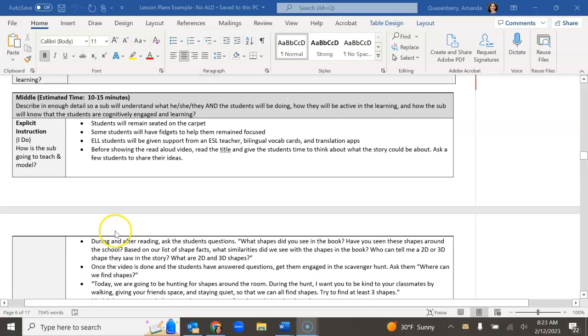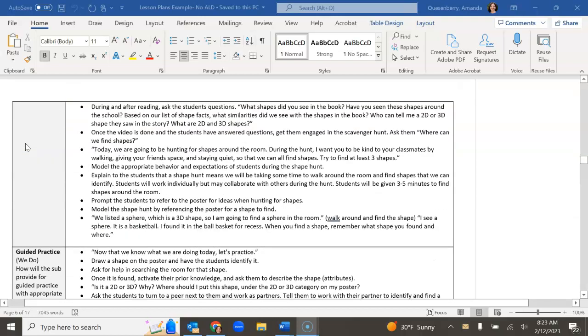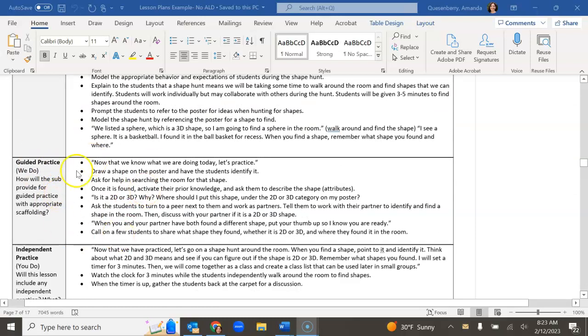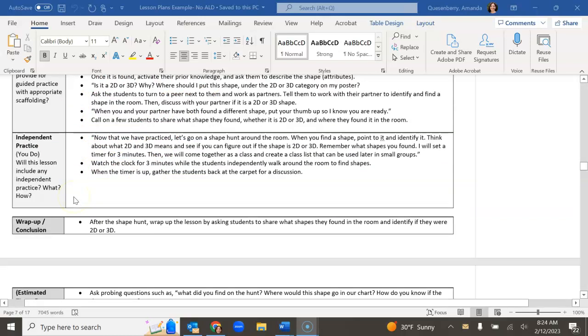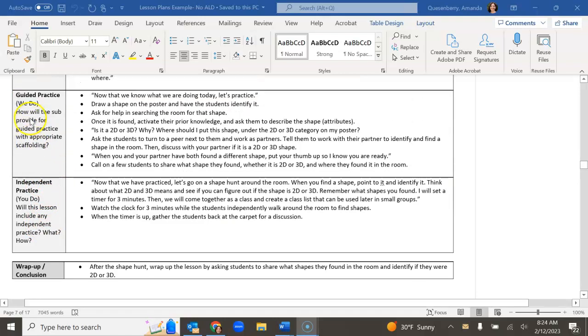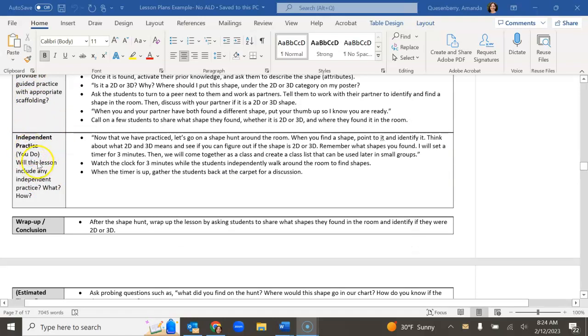And then when you're modeling, the first is I do, so I show you what to do. And then we do, we work together. So this is guided practice. And then every large group lesson should have the I do, we do, you do, right? So I show you what to do. I give you opportunities to practice. That's the we do, or guided practice. And then you do is the independent practice, right? So then this is the opportunity for the students to try things out on their own.